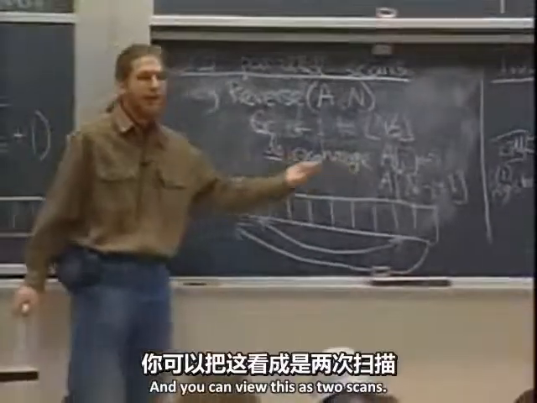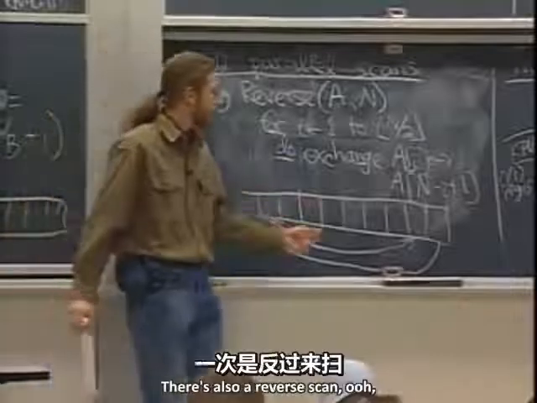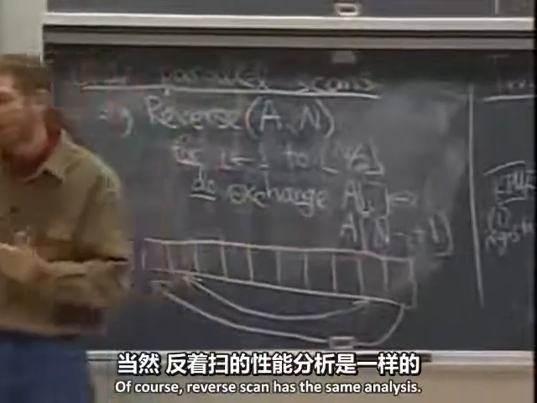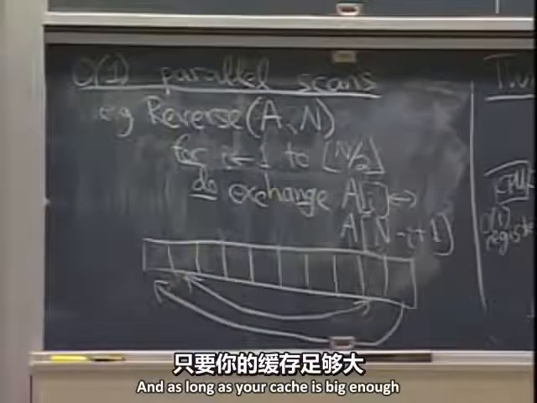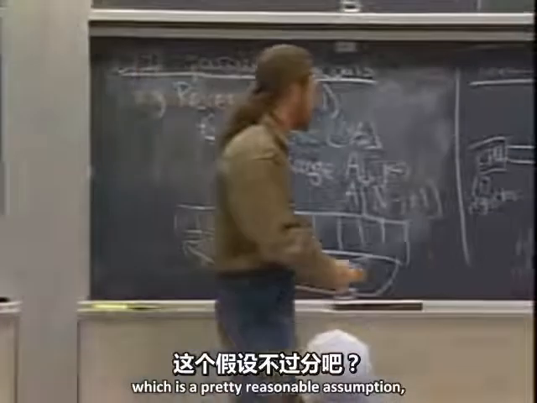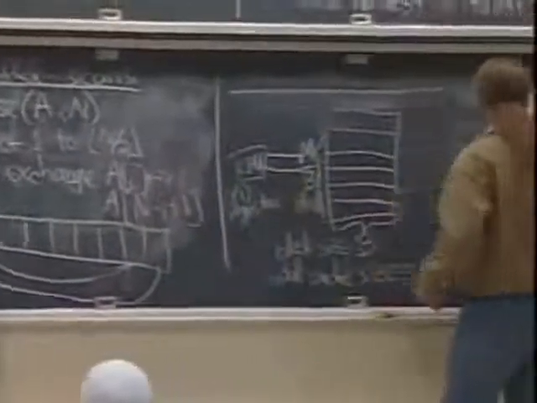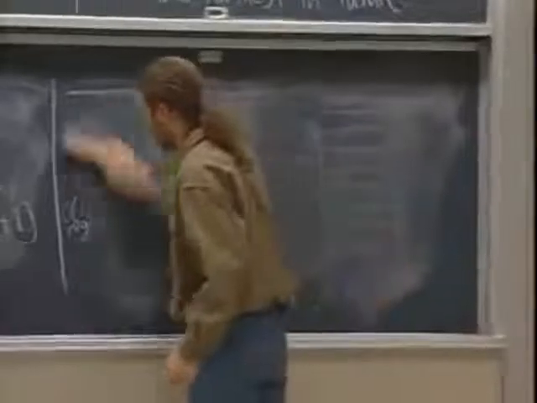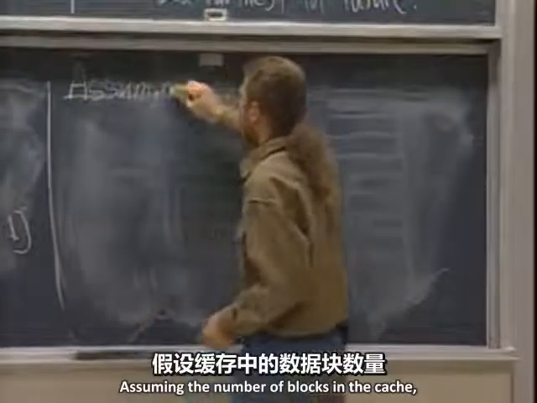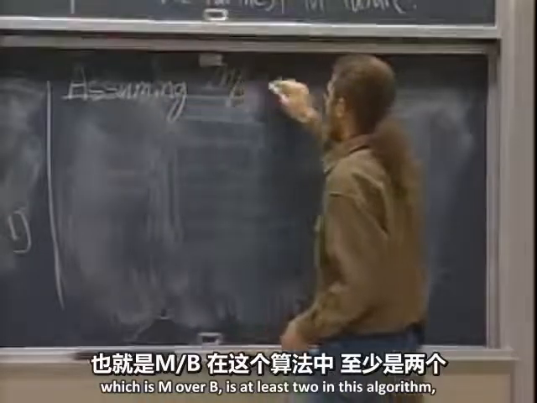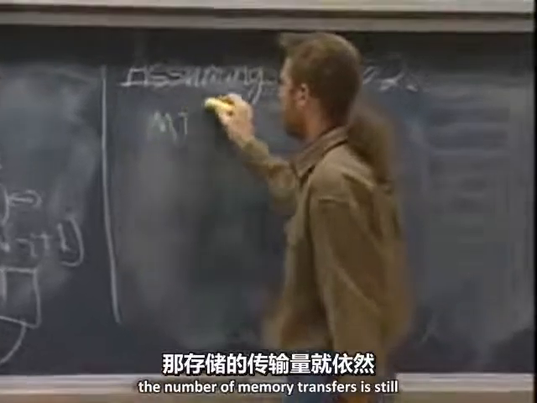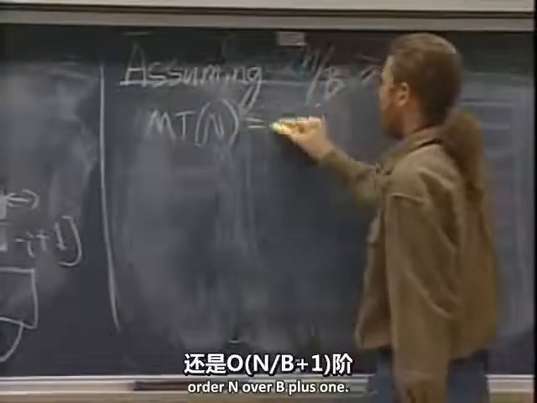And this, you can view this as a scan, as 2 scans. There's one scan that's coming in this way. There's also a reverse scan. Ooh, it's more sophisticated. Coming back this way. Of course, reverse scan has the same analysis. And as long as your cache is big enough to store at least 2 blocks, which is a pretty reasonable assumption, but let's write it. Assuming the number of blocks in the cache, which is M over B, is at least 2, in this algorithm, the number of memory transfers is still order n over B plus 1.